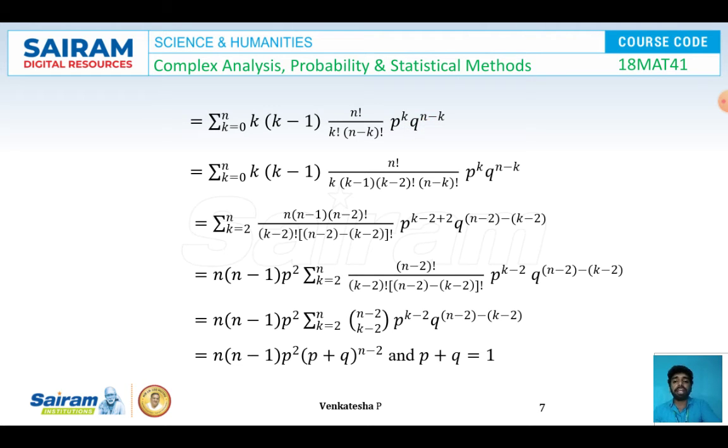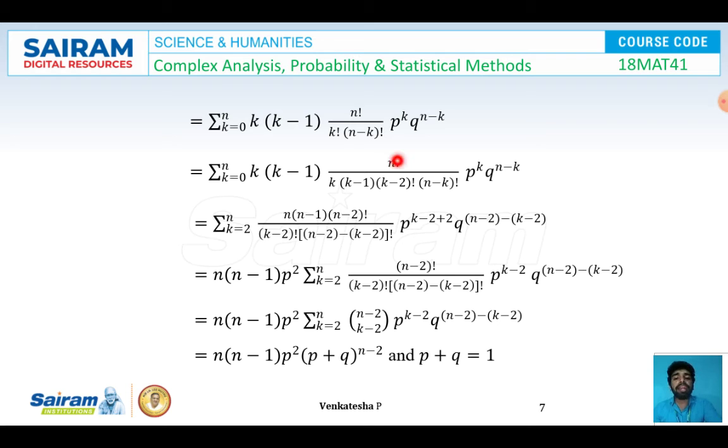So now our job is to eliminate k into k minus 1 from this expression. So for that I'm going to expand k factorial as k into k minus 1 into k minus 2 factorial. So I got the expression like this, summation k from 0 to n k into k minus 1 into n factorial divided by k into k minus 1 into k minus 2 factorial into n minus k factorial p power k q power n minus k. So now we are able to cancel k and k minus 1. So I got the expression summation starting from k equals 2 to n, because the function having k minus 2 factorial now. So obviously we must start the limit from 2 to n only.